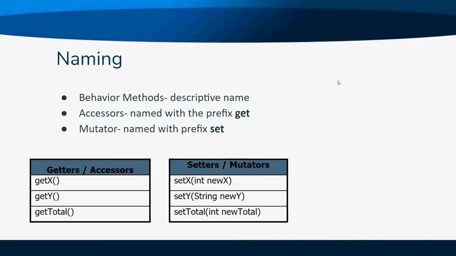Oh, and I just talked about this. So getters, you use get x, get y. If you wanted to get a total, get total. On setters you use set. Setters usually have parameters, getters don't usually have parameters.